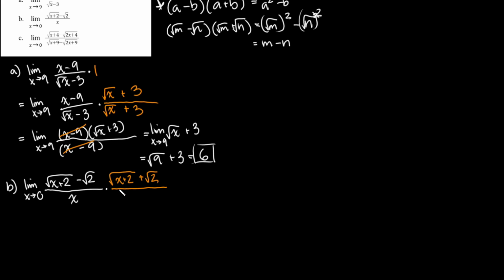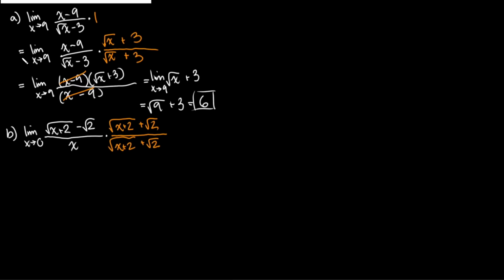And remember, what you do to the top, you must do to the bottom as well. Like that. And that keeps it equivalent because this is just multiplying by 1, and that's not really changing this here. So now let's simplify. This will be equal to the limit as x goes to 0. This top part is actually going to massively simplify. Multiplying this will get you x plus 2, and then you subtract this squared, so it will be 2. And then the bottom will be x times whatever this is. So we don't even need to simplify. x plus 2 plus root 2.